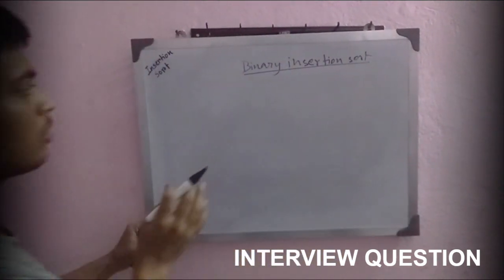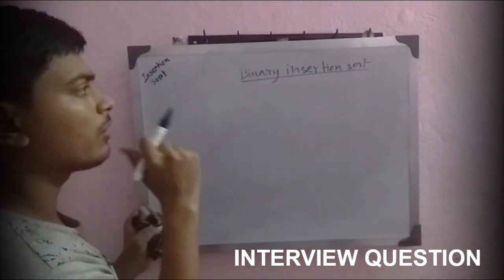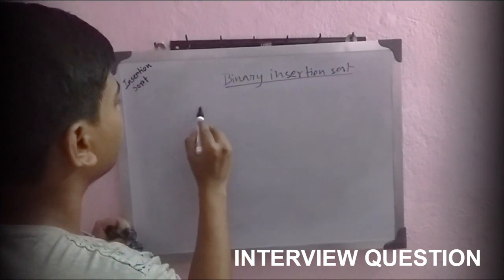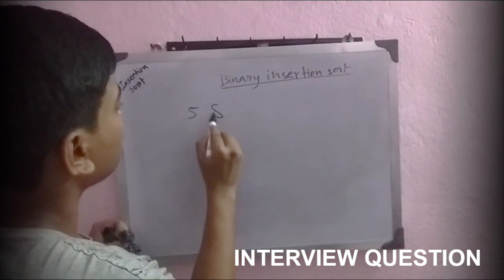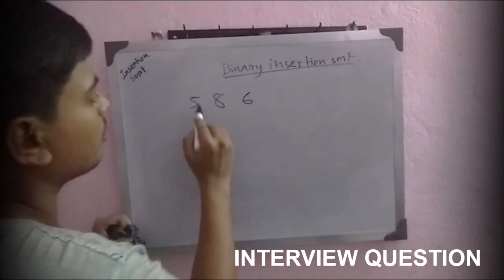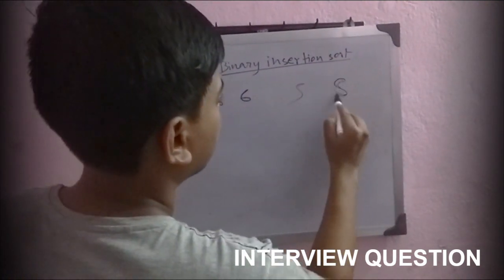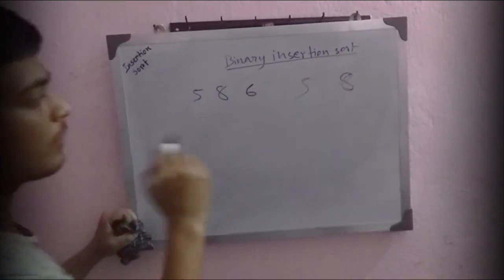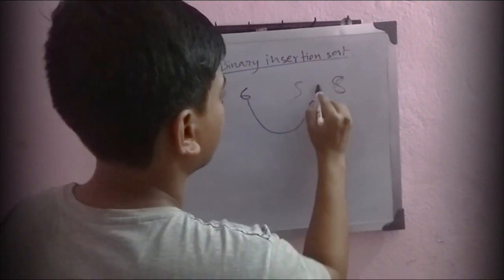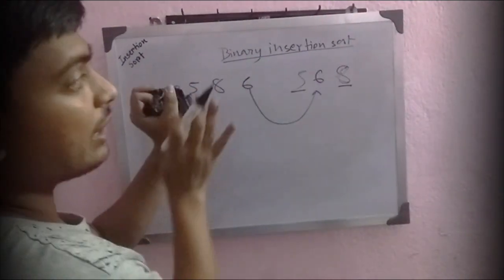It is used to improve the time complexity, to improve the number of comparisons in the array. Suppose we are given an array 5 8 6. In the first iteration insert 5, then 8, then when we move 6 to the right, 6 is greater than 5 and less than 8. So 6 we move between these two numbers.